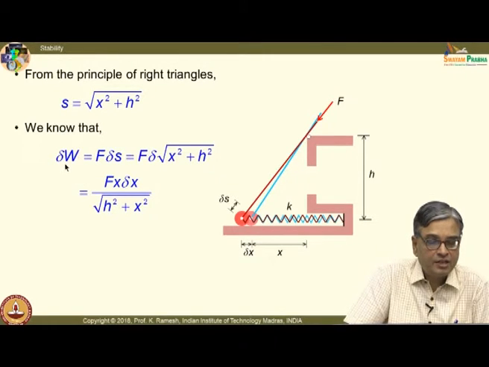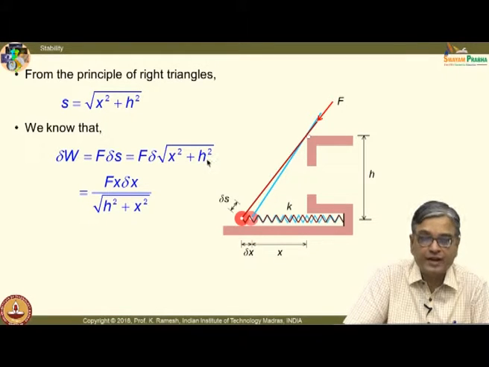And then the work done by the force, because when I say work done, I am going to write only the active force. The active force is only this. Spring I am going to bring in the form of elastic potential energy. So, I write delta W as F into delta S, and you can visualize that force and displacement are in the same direction. So, this is positive. So, I get this as F delta of root of x square plus h square, and when I put the differentiation, I get this finally as F x delta x divided by root of h square plus x square.